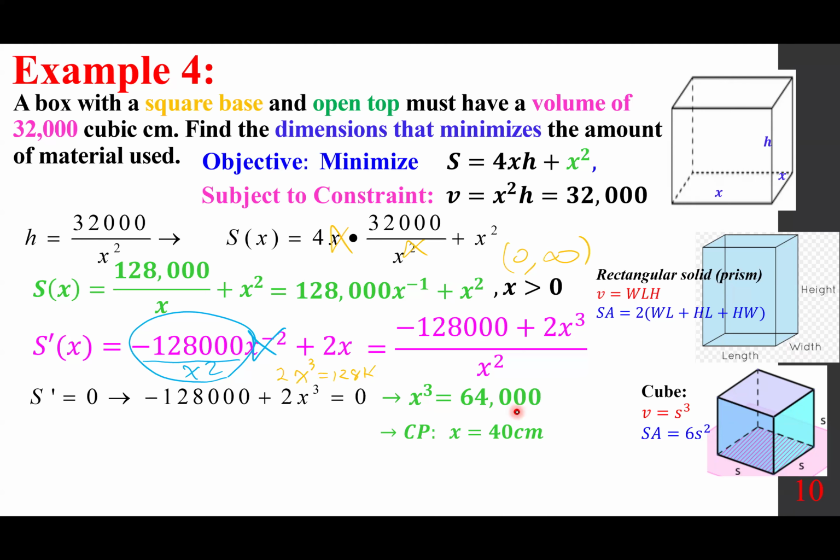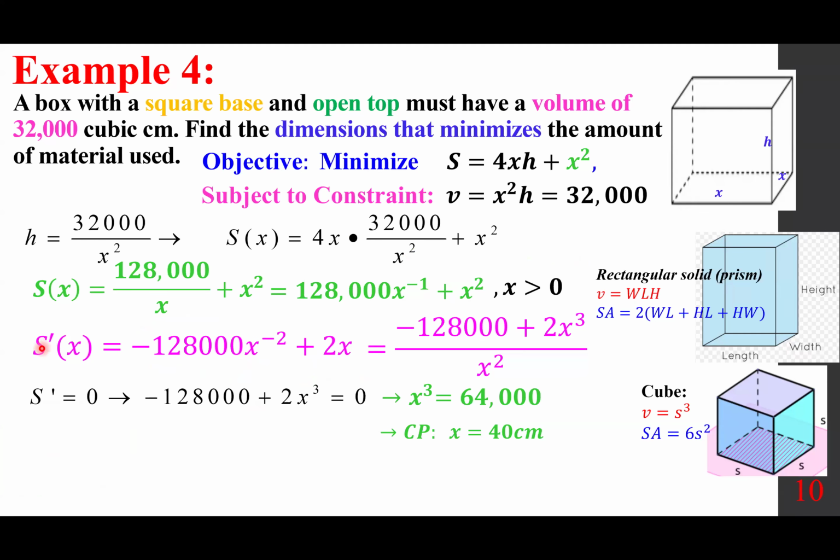So we have an open interval with one critical point, so local becomes absolute. But is this going to maximize or minimize? We don't know. We have to check. And how do we check? The easiest way would be the second derivative test.